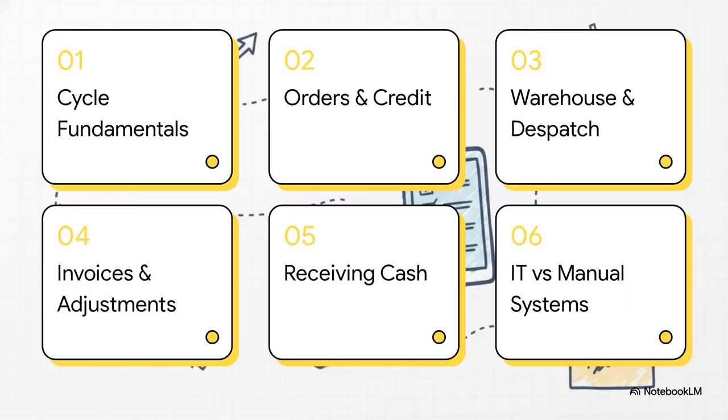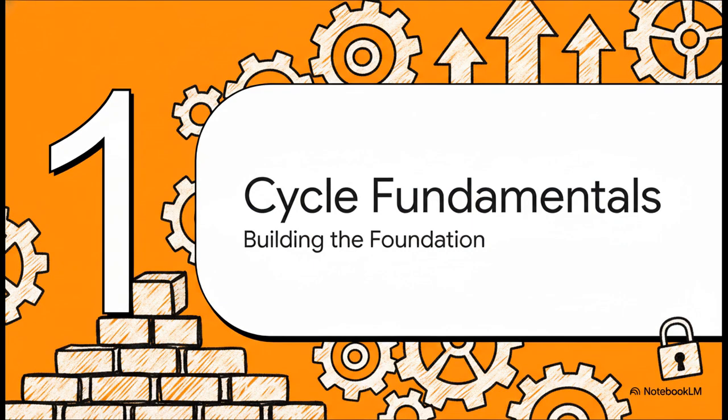To give you a clear mental roadmap for your exam, we'll follow a single transaction through these 6 stages. 1. Revenue cycle fundamentals. 2. Orders and credit management. 3. Warehouse and dispatch. 4. Invoicing and adjustments. 5. Receiving and recording cash. And 6. Computerized versus manual systems. Let's kick things off with Section 1, Revenue Cycle Fundamentals.